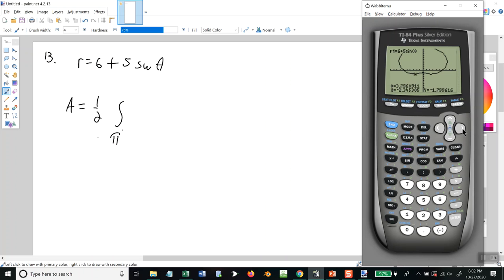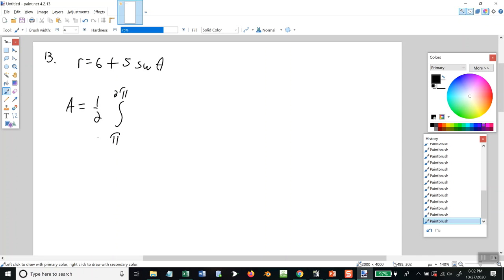Now, I could stop right here. That would be half of the area I wanted to find. Look up what that decimal is. But if I keep on going, there's nothing saying you have to stop there. If I keep going, it goes to 6.28, which is 2 pi. And then 6 plus 5 sine theta squared d theta. And then you work the problem from there.